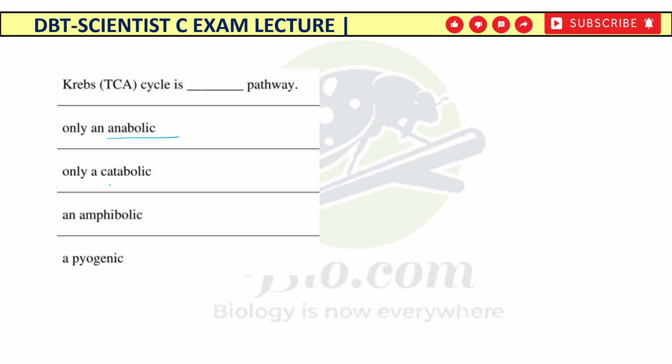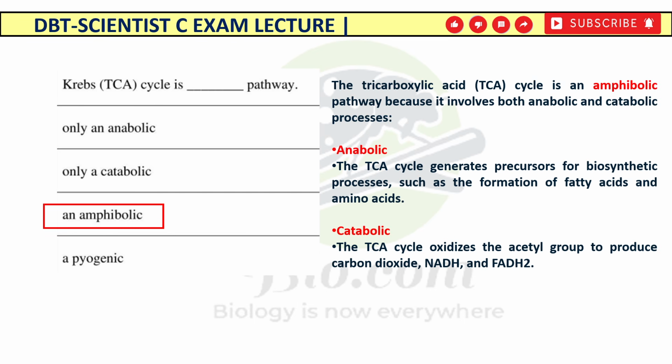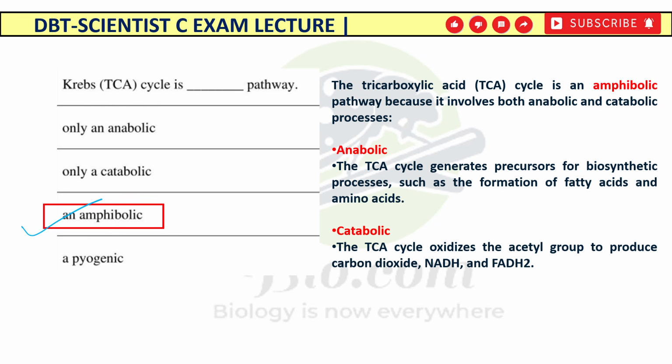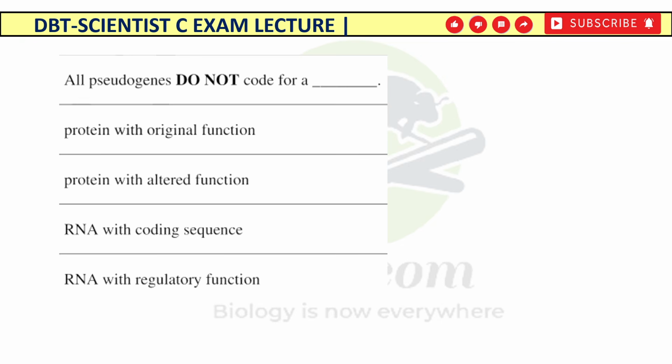Krebs cycle is anabolic, catabolic, amphibolic, pyogenic. So what is it? So here's one more cheat code from me. You have to memorize the metabolic pathways, right? Be it glycolysis, Krebs cycle, etc. You have to remember both. Now see, Krebs cycle is an amphibolic pathway. ठीक है, amphibolic pathway क्यों है? Because it involves both anabolic and catabolic. Anabolic क्या है? The TCA cycle generates precursors, तो ये anabolic हुआ. Now it oxidizes the acetyl group to produce CO2 and NADH and FADH2. So catabolic भी है. So that way it is both.